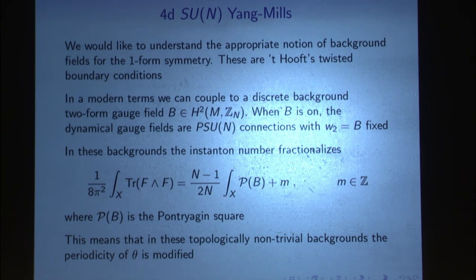When b is non-zero, there's an expression that's roughly b squared, but precisely is this thing called the Pontryagin square, that tells you what the fractional part of the instanton number is. So the important point is that the fractional part is determined by this background b. So that will be the key. And this, of course, means that in these topologically non-trivial backgrounds, the periodicity of theta is modified. Because the instanton number fractionalized, something interesting happens.